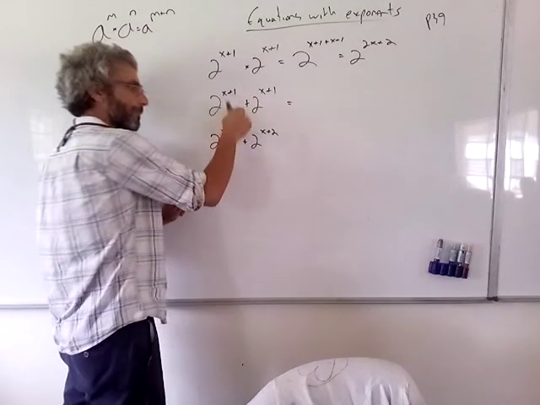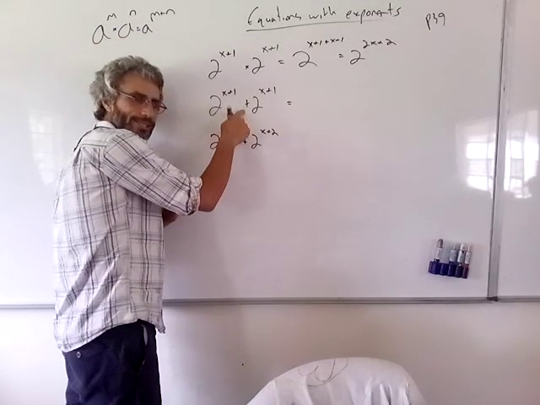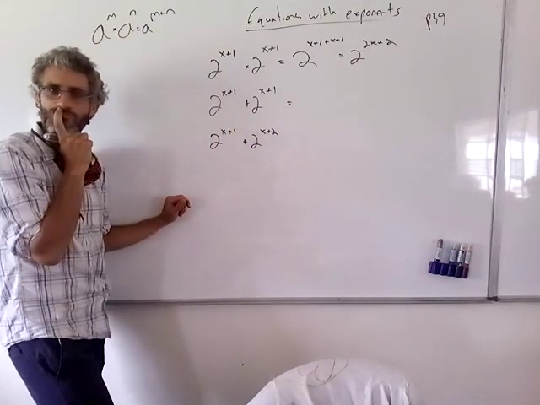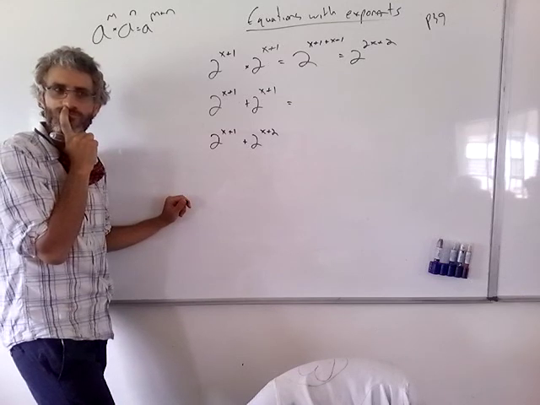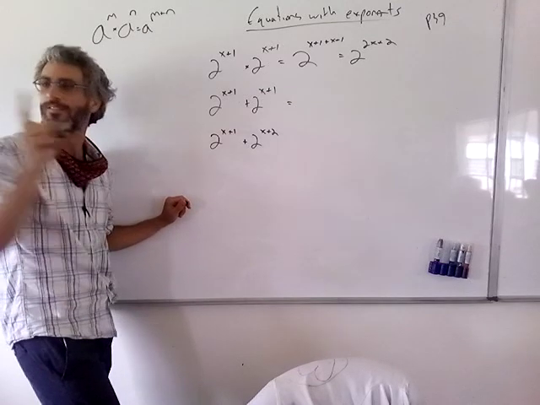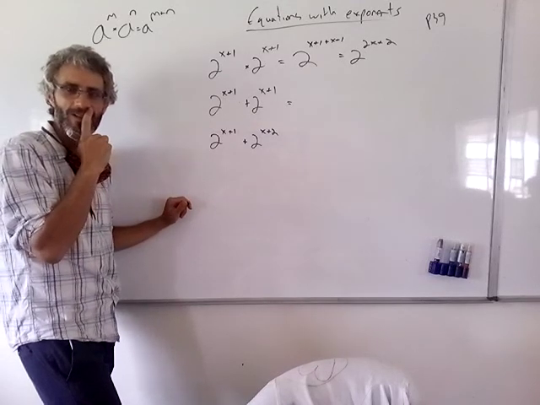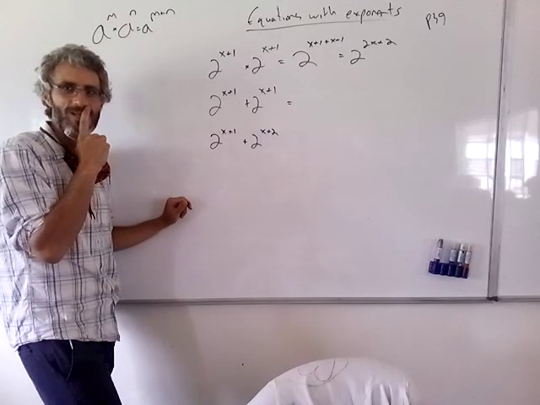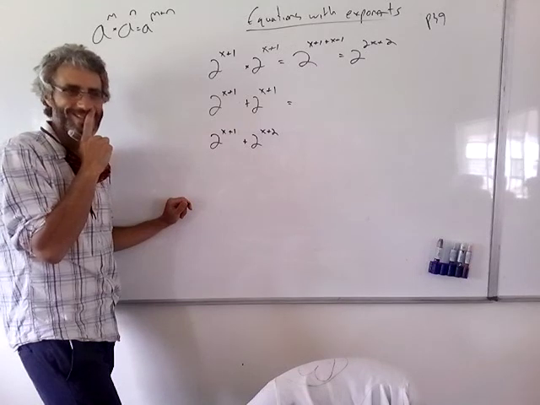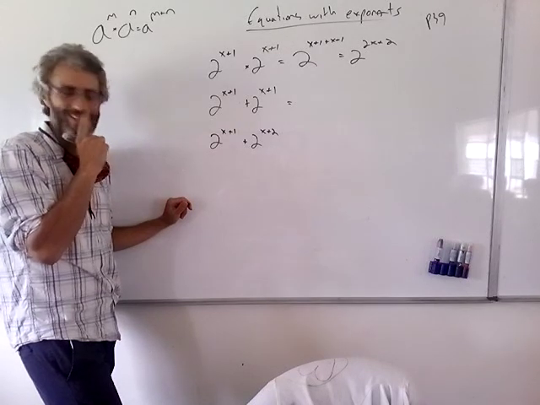So the base will stay the same. 2 to the power of x plus 2. Then you add the powers. Say again? 4 to the power x times 2 to the power of x plus 1. Will it stay like that? It's 4, it's 2. 4 to the power 2x plus 2.